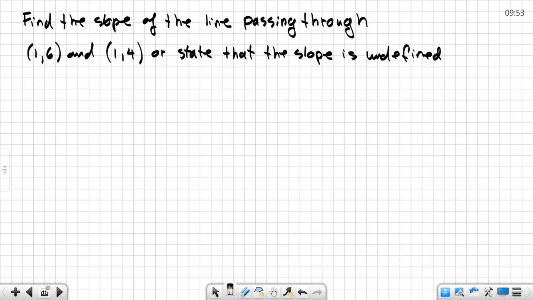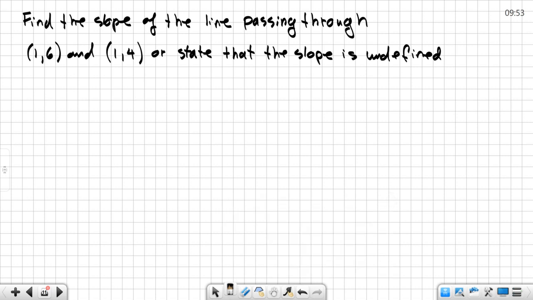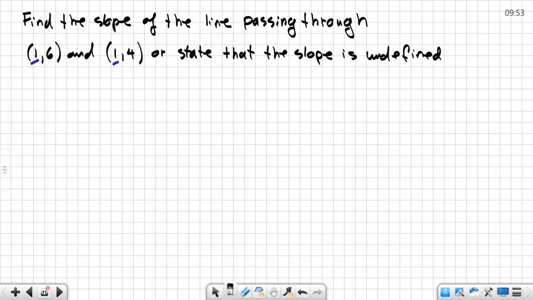Let's have another one. Find the slope of the line passing through (1, 6) and (1, 4), or state that the slope is undefined. Well, you might notice immediately that in this case there is something the same again, and the thing that is the same is the x-coordinate. So let me use method 2 immediately.